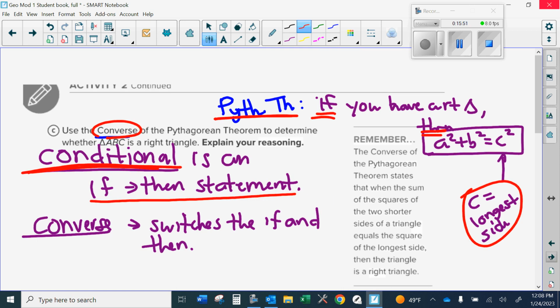Okay, the converse of the Pythagorean theorem. Converse means you switch the if and the then. So the Pythagorean theorem says if you have a right triangle, then a squared plus b squared equals c squared. Remember, c is your hypotenuse, which is your longest side. So the converse of that is to switch it. So if a squared plus b squared equals c squared, then you have a right triangle. Okay, so converse switches the if and the then. So if a squared plus b squared equals c squared, then it is a right triangle.